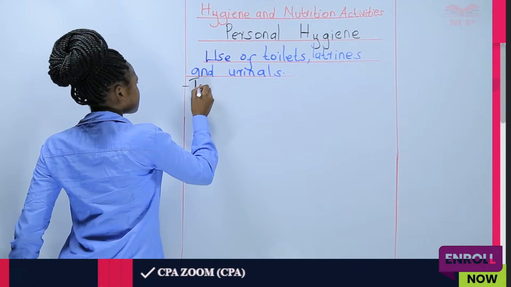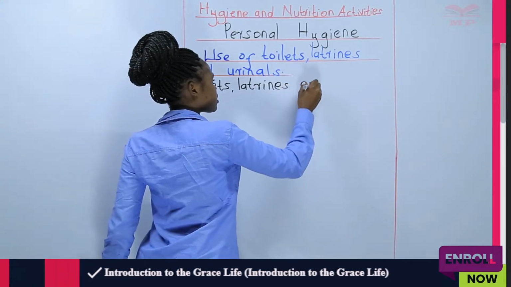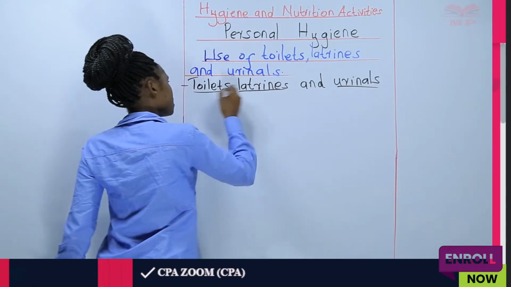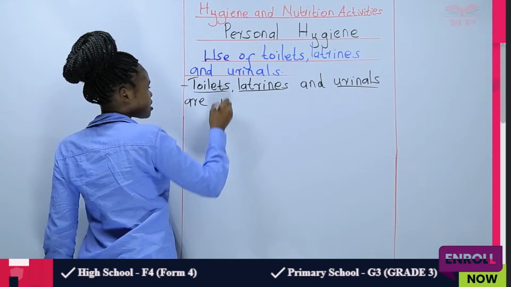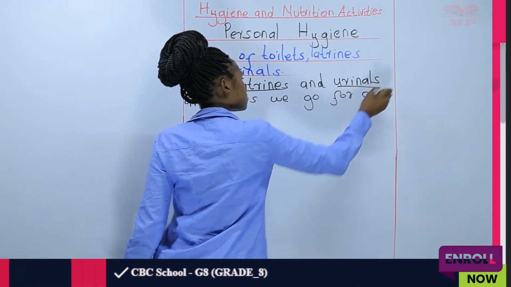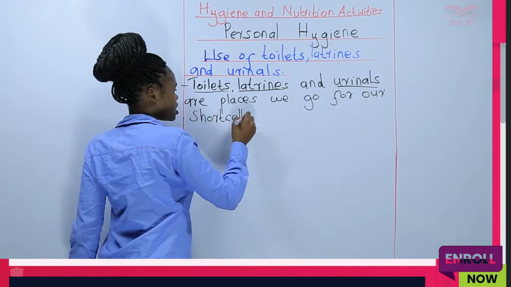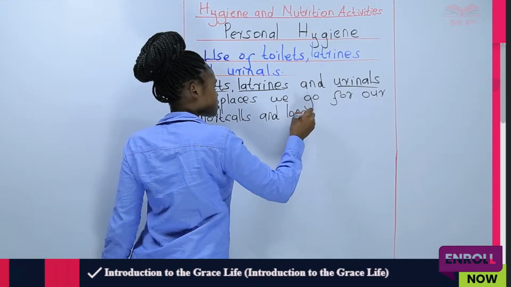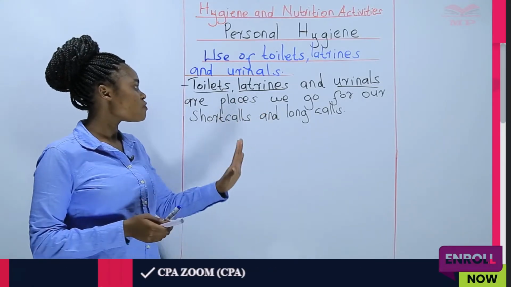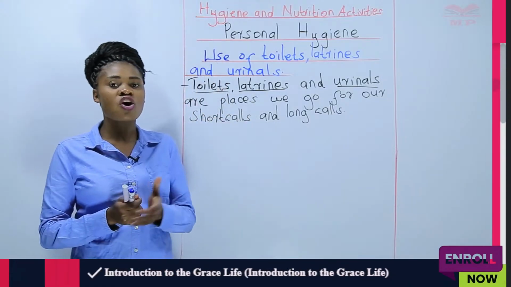So, toilets, latrines, and urinals are the places we go for our short calls and long calls. When you are pressed with long calls or short calls, you'll visit a toilet, latrine, or a urinal.